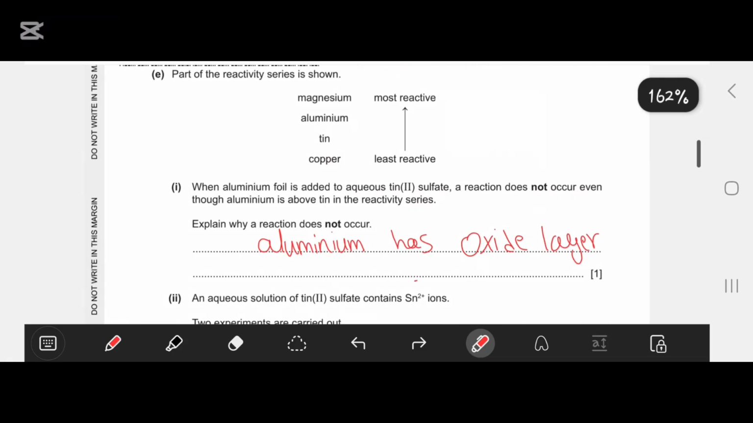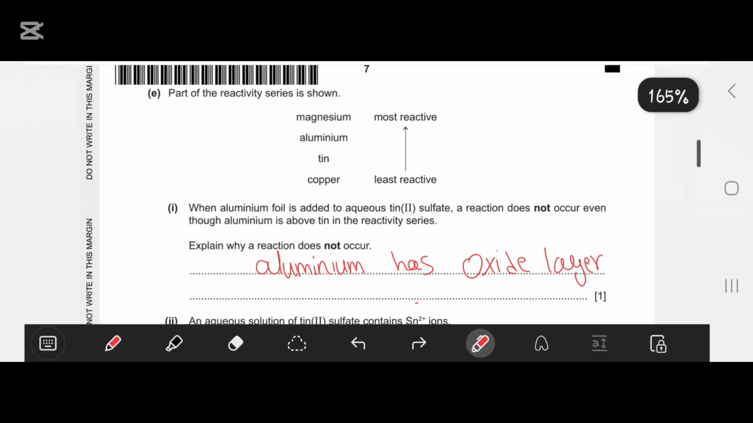Now here we have a question. Magnesium, aluminum, tin and copper react with each other. When aluminium foil is added to aqueous tin 2 sulfate, a reaction does not occur even though aluminum is above tin in the reactivity series. So what he's saying here is that aluminum is more reactive than tin. When we add aluminum to the tin, it doesn't react. Why? Aluminum has an oxide layer.